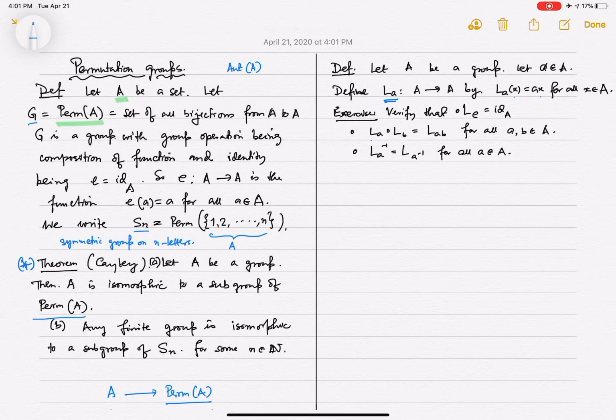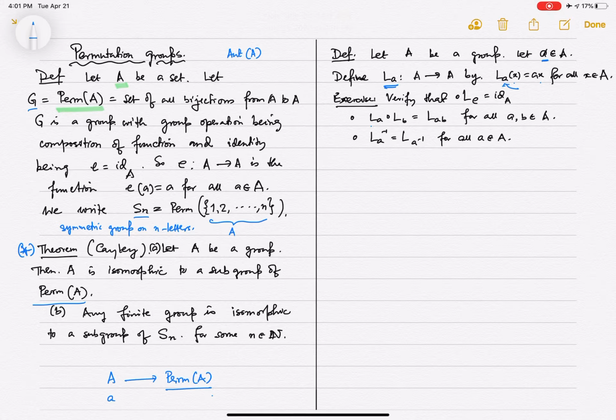So let A be a group and fix an element little a in capital A. And then you define a function L sub a from capital A to itself simply by L sub a of x is a times x for all x in A. So what this function does is it takes an element of capital A and multiplies on the left by a. It's called the left multiplication by little a. So this capital L stands for left multiplication. I want to verify three little things about this function. That L sub e is identity, that's the first one.